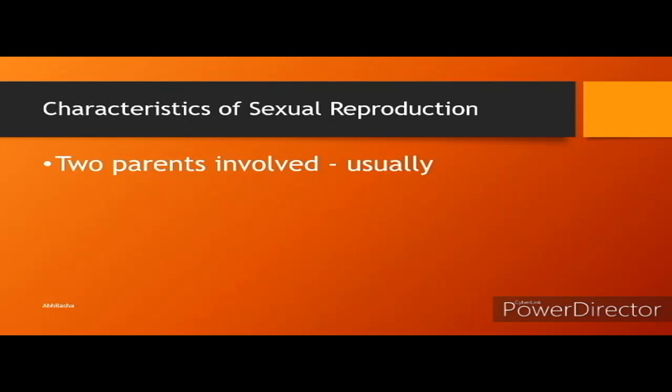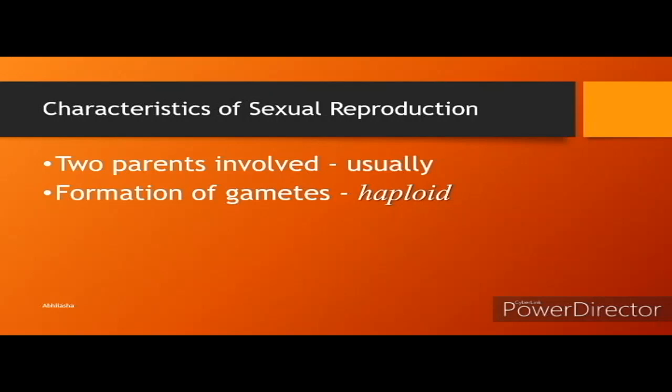The second characteristic is formation of gametes. Right in the definition we said fusion of gametes. So for fusion of gametes to occur, the male and the female gametes have to be formed. The special feature of these gametes is that they are haploid. That is, they contain only one set of chromosomes, denoted as small n. Normally an organism has 2n chromosomes, that is, it is diploid.